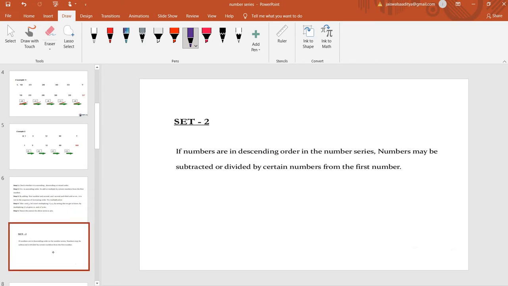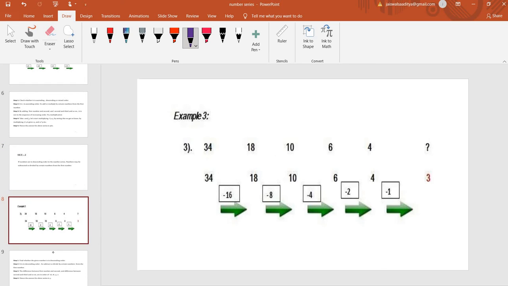Now see, this series is in descending order: 34, 18, 10, 6, 4. What we have to do: either multiply, divide, or subtract with something from the first number. If we subtract these two numbers, 34 minus 18, what will we get? We will get 16, correct? We have to go from second number to first number, so we will get minus 16 for the first time.